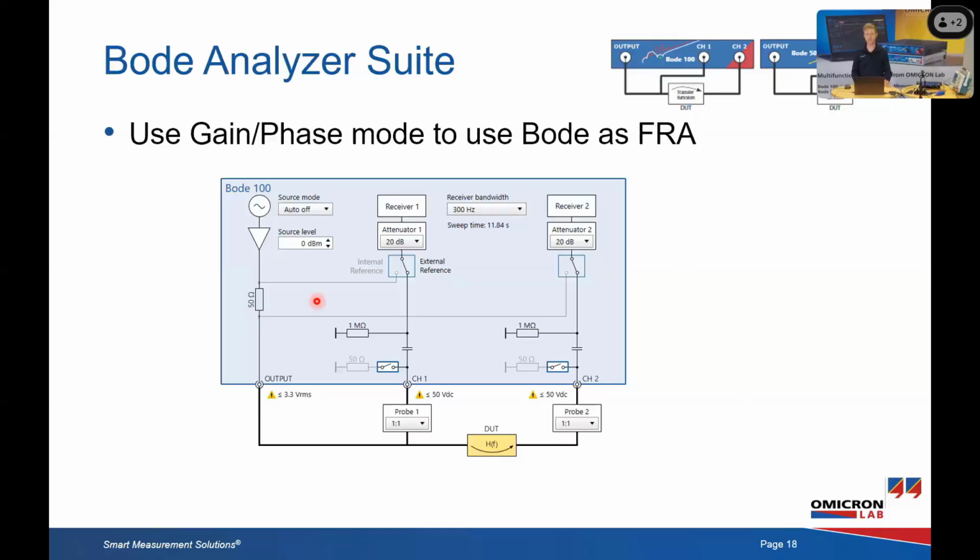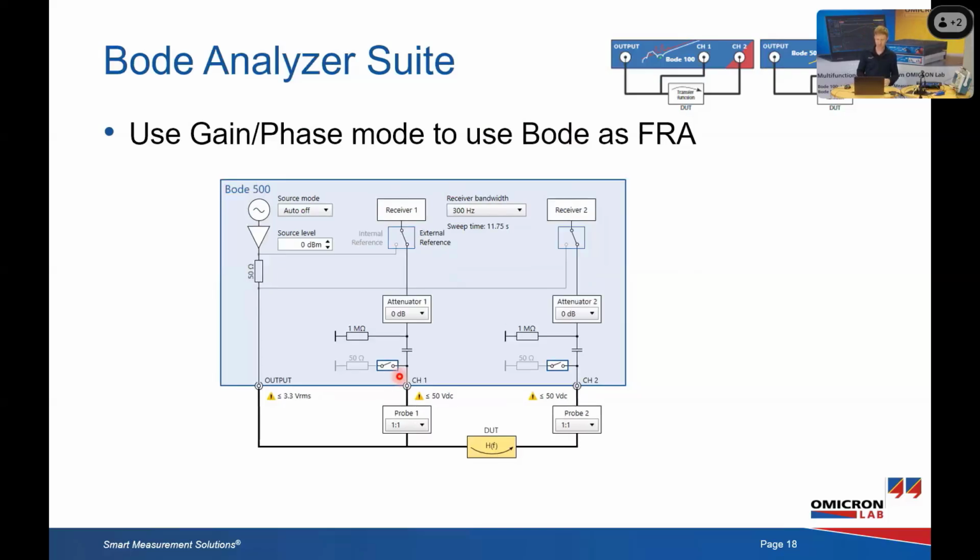In the Bode analyzer suite, you use the gain phase measurement mode to use the Bode as a frequency response analyzer. That means the receiver 1 and receiver 2 are connected to the channel 1 and channel 2 connectors, and they compare two voltages. On the Bode 500 it looks pretty much the same.